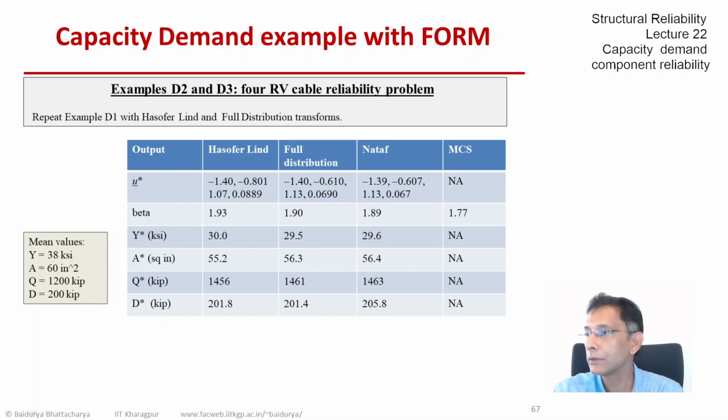One final point to note, and this is in favor of FORM type approaches, is that the Monte Carlo simulation can give us an equivalent beta, but it cannot give us the design point. So if we wanted an intuitive understanding of what the most likely points are, or what sort of design value we should aim for, then Monte Carlo simulation directly will not be able to provide that information.